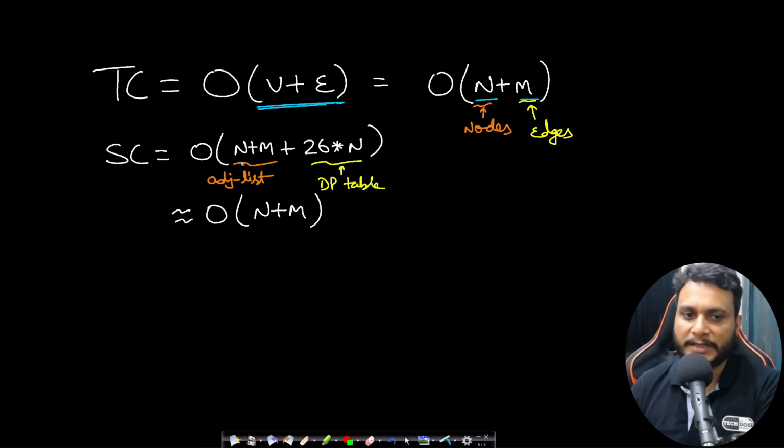And the space complexity will be n plus m for the adjacency list that we create, and 26 times n for the DP table, right? You can just assume it like n plus m. So this is the entire time and space. Let's now look at the code.